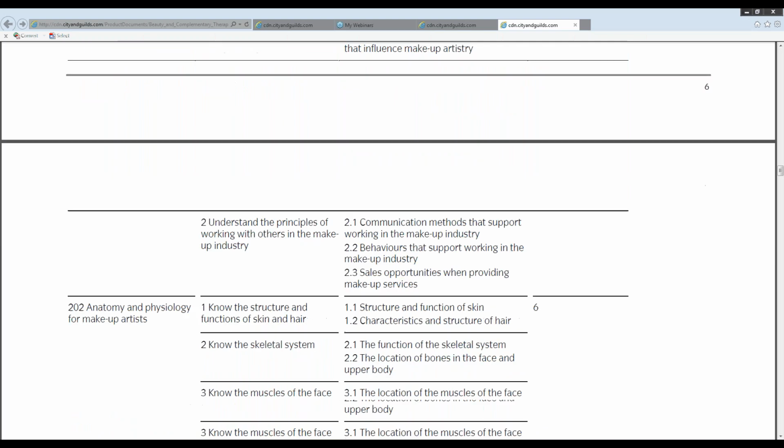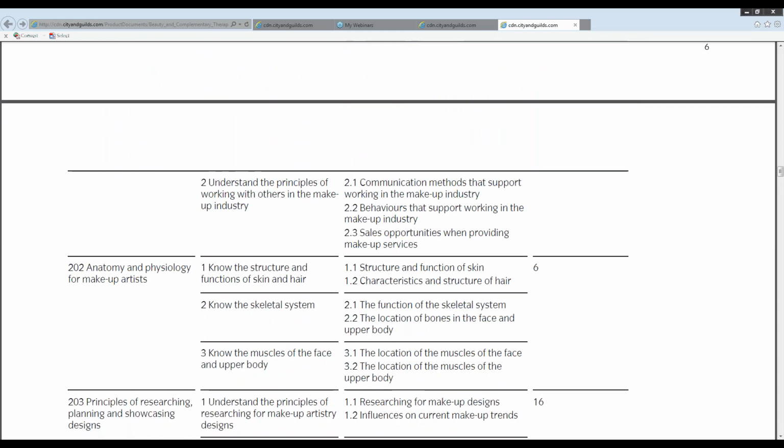Then we look at the A&P, and actually, although A&P is quite important, only 6 marks are allocated to the Unit 202. So again, with your qualification handbook, there could be questions around the structure and function of the skin, characteristics of the structure of the hair, functions of the skeletal system, the location of bones in the face and the upper body, location of the muscles of the face, location of the muscles of the upper body.